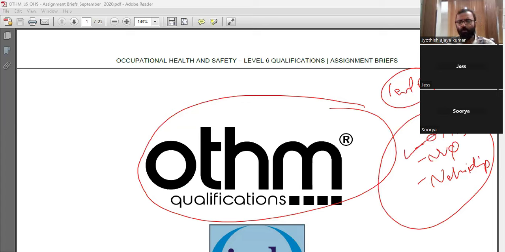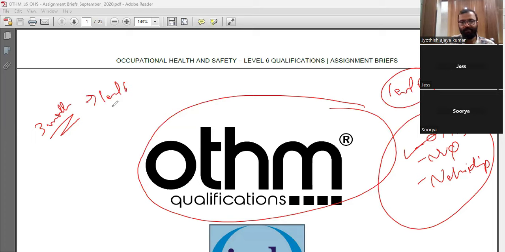So all these are level 6 qualifications. Now you have done this OTHM level 6 qualification. What is the advantage of doing this level 6 qualification? You already know by now because you already have this certificate. This is the certificate which you will be getting within the shortest period of time. That means 3 months, 3.5 months, you got this certificate. Now, after getting this certificate, the next important step is that you need to get into the next level.